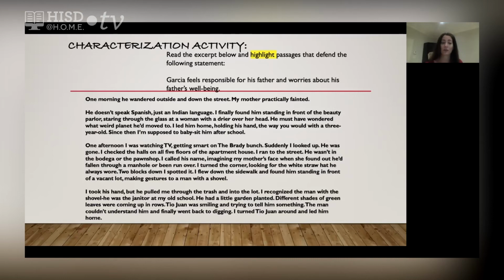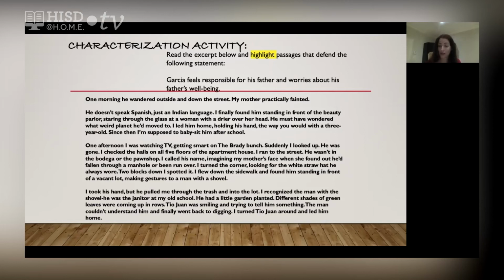One afternoon, I was watching TV, getting smart on the Brady Bunch. The Brady Bunch was a very popular show in the 70s, in the 1970s. Suddenly, I looked up. He was gone.